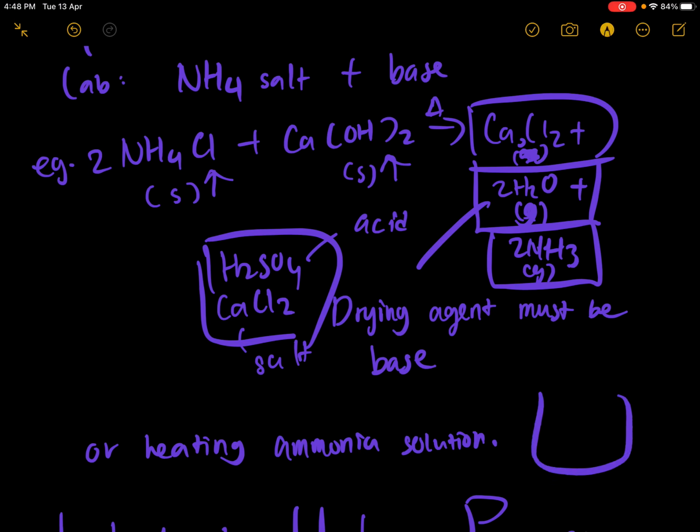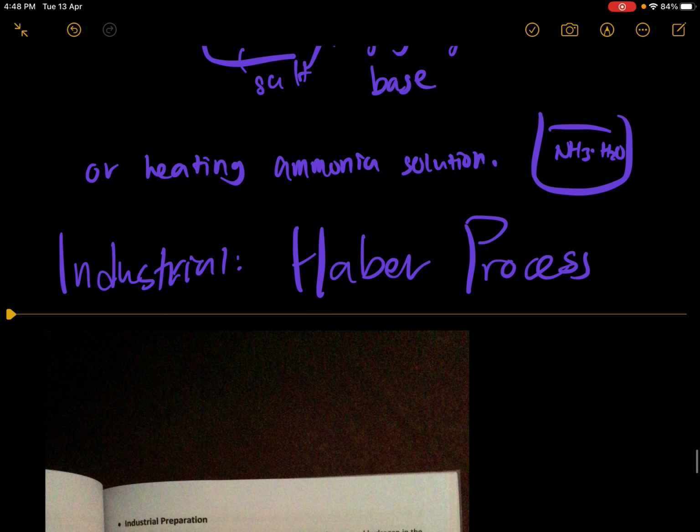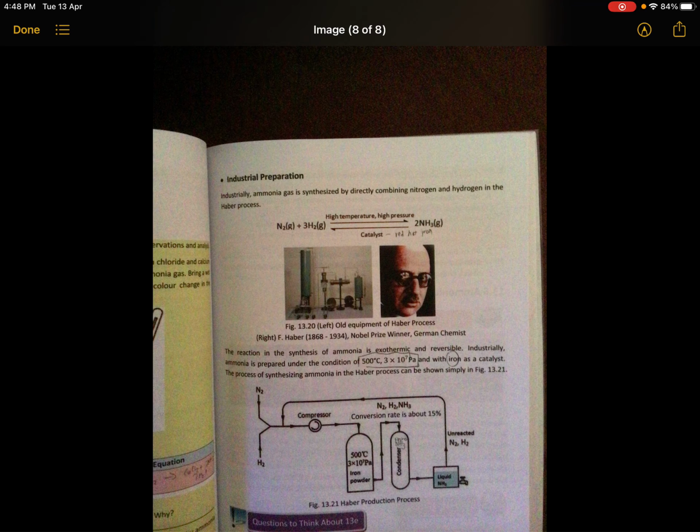Another way to produce ammonia in the lab is by heating ammonia solution, which is like you have ammonia solution, NH3.H2O, and then you heat it up, and then you get ammonia gas. But that's a bit too easy. Okay, industrially, we have the Haber process.